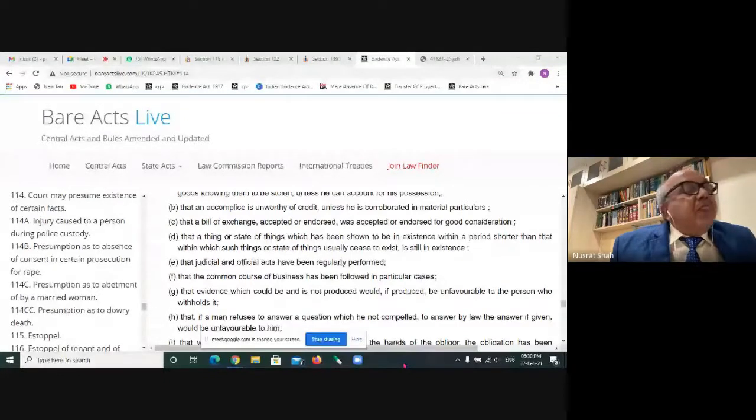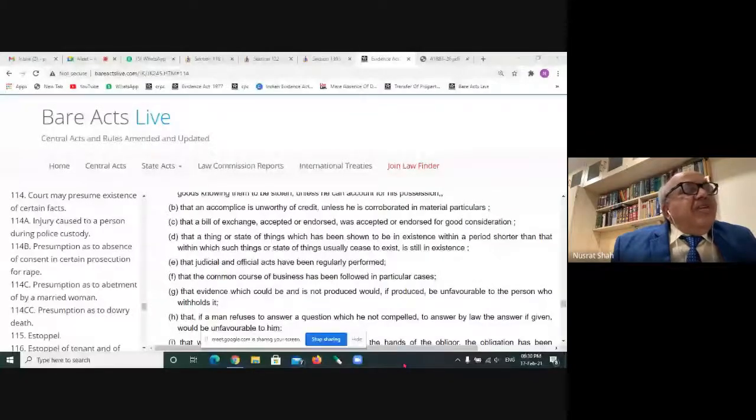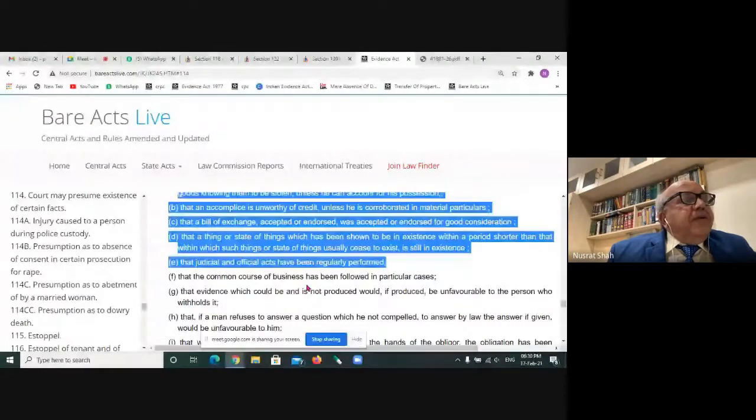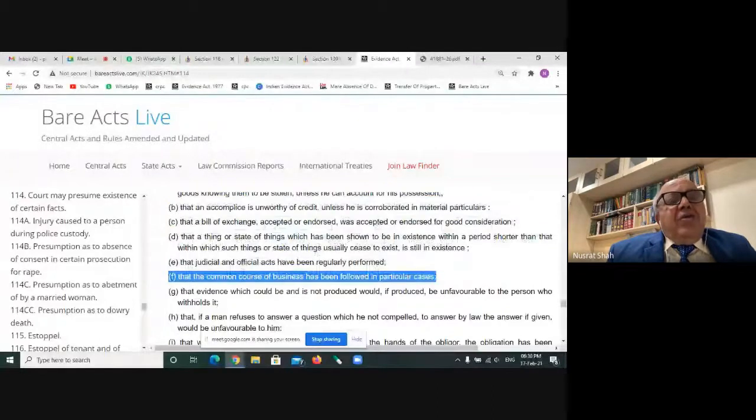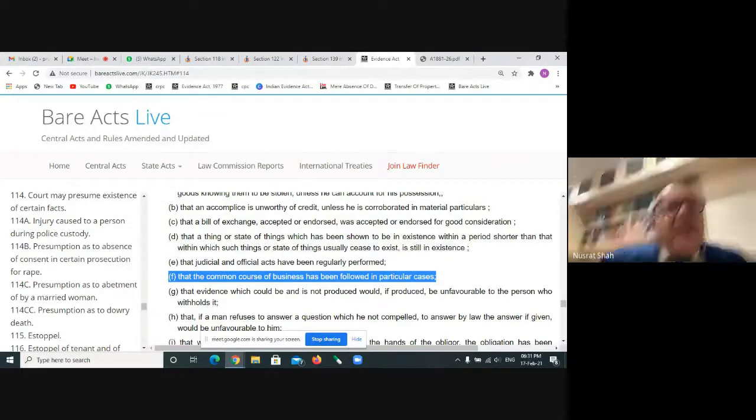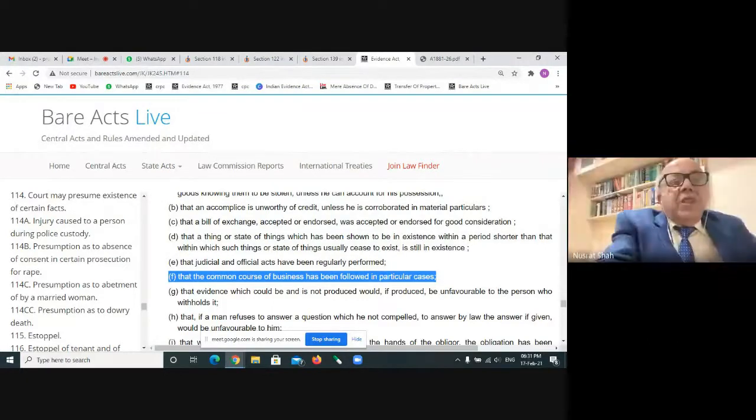Then the common course of business has been followed in particular cases. This common course of business can also be discussed, such as when you have dispatched a letter from Mumbai to Delhi by registered AD. The post office has delivered the document to the addressee. In courier, you send it here. So the common course has taken place. The court presumes that the document which has been sent has been duly delivered. If not delivered, you can take up the plea that it has not been done. Evidence can be led here.